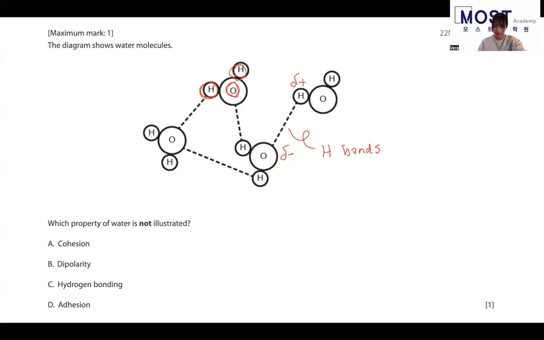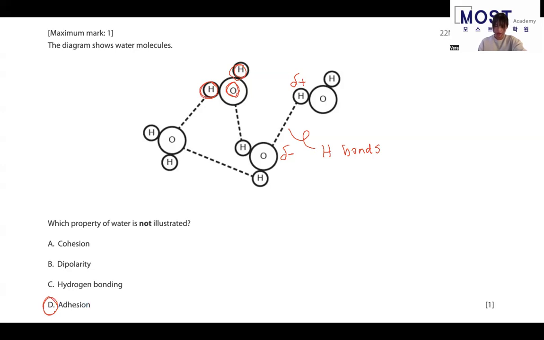And option C, hydrogen bonding. We can clearly see those dashed lines showing hydrogen bonds, so that's definitely illustrated. And option D, adhesion. Adhesion is when water molecules stick to other substances, like the walls of a plant cell or a glass surface. And since this diagram only shows water molecules interacting with each other, adhesion is not illustrated. So the correct answer is D, adhesion.